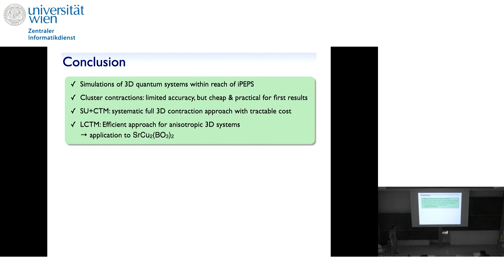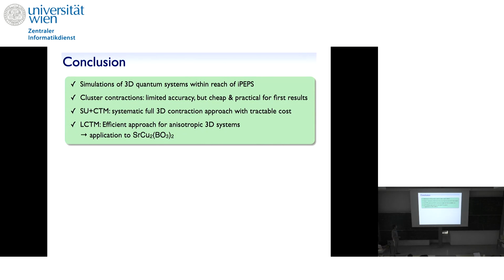But now let me wrap up. Simulations of 3D quantum systems are very challenging, but I think they have become within reach. I told you about 3 different contraction approaches that we tested in 3D. One is based on just contracting clusters, which comes with a limited accuracy, but it's cheap and maybe practical to get first results. I told you about this SU plus CTM approach, which is a systematic full 3D contraction. And then for layered systems, we have explored this layered CTM approach, which is efficient for anisotropic 3D systems.